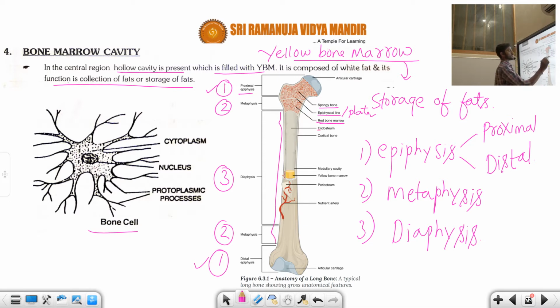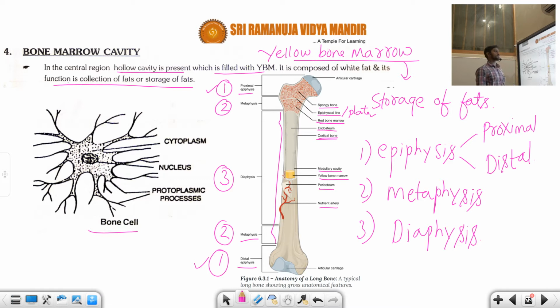What is this? Endosteum and cortical bone. The outermost part is called the cortical bone. The endosteum lines the medullary cavity. This cavity is filled with yellow bone marrow, which, as already told, is a storage of fat. There is also the nutrient artery, and the periosteum, which is the outermost layer of the bone. The metaphysis we can observe here also, and the distal epiphysis at the bottom.